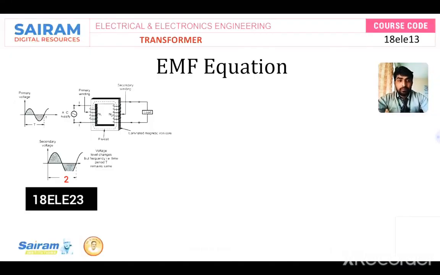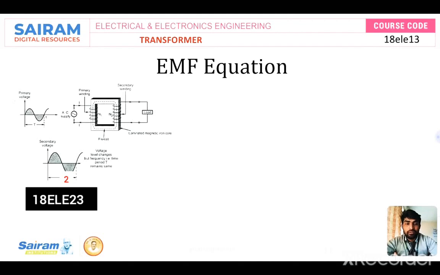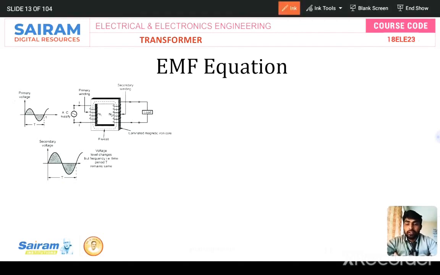Let's see the diagram representation of a transformer. Here there is a primary power supply. This one is a secondary output. Why is the waveform symbol smaller here? Why is the waveform larger there? Any answers from you? Any guesses?